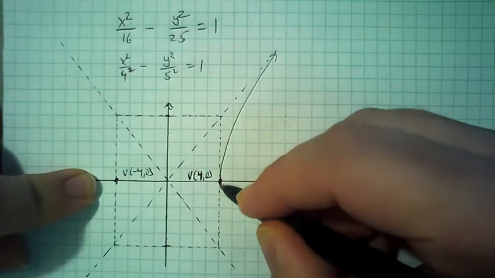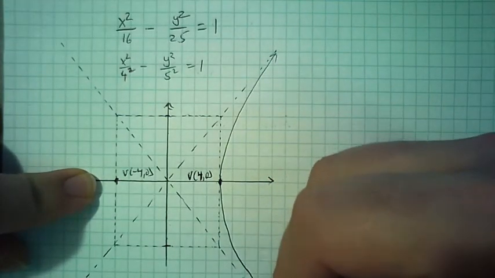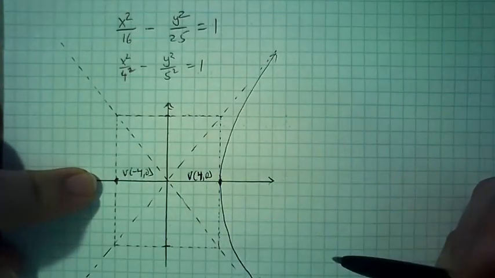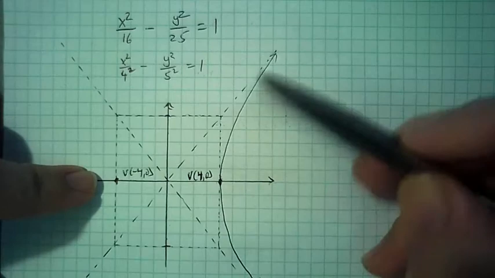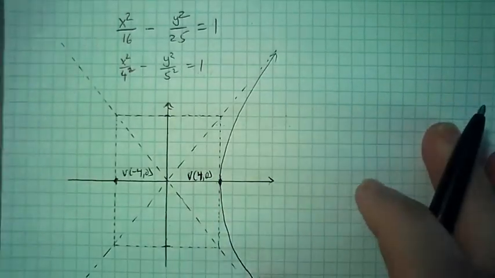When we saw hyperbolas back in chapter 8, the asymptotes were perpendicular. And so the shape may look a little different to you, but as long as you come from the vertex through the asymptote, you'll be fine.